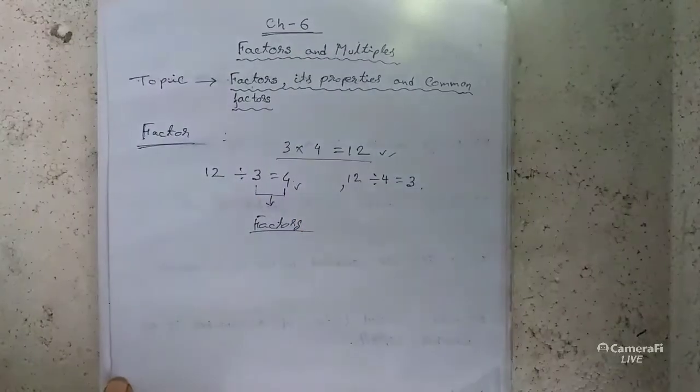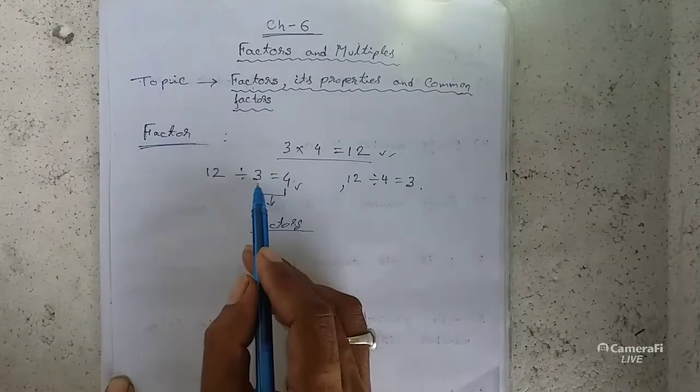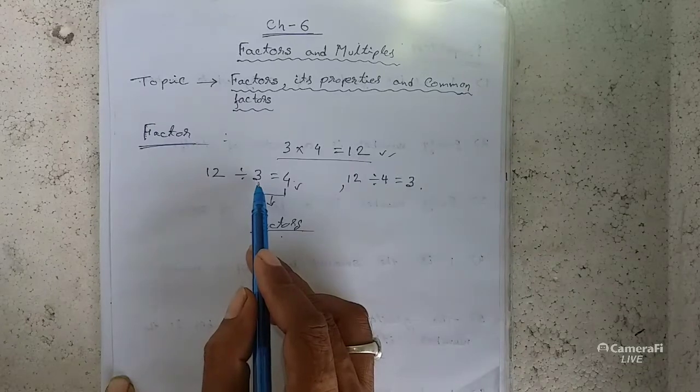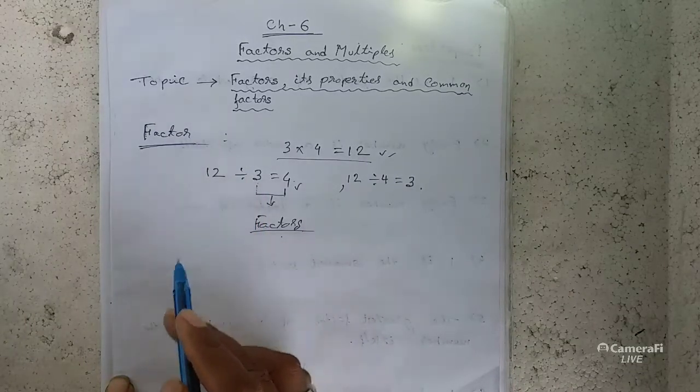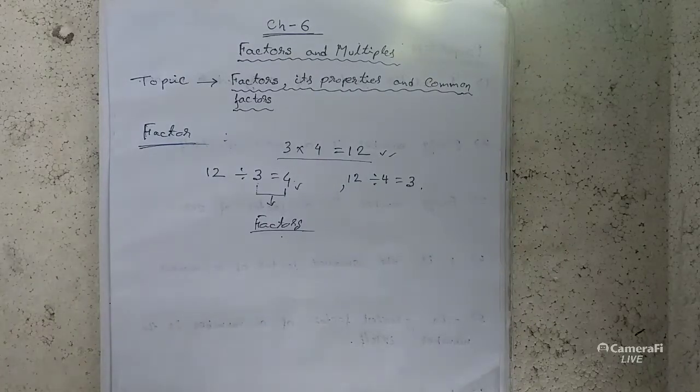The result that we obtain, that means the quotient after completely dividing the number by another number, is a factor. Also the divisor that can divide the number exactly is also a factor. So the factor is a number which can divide a given number exactly.